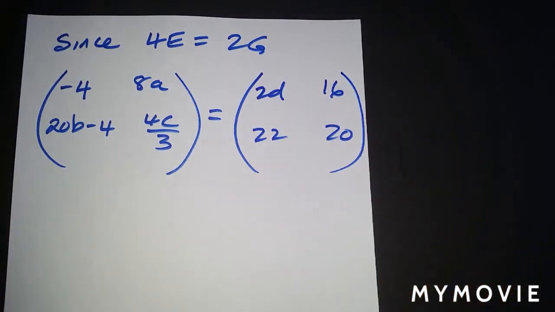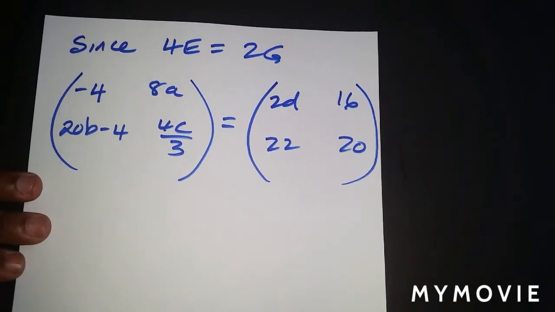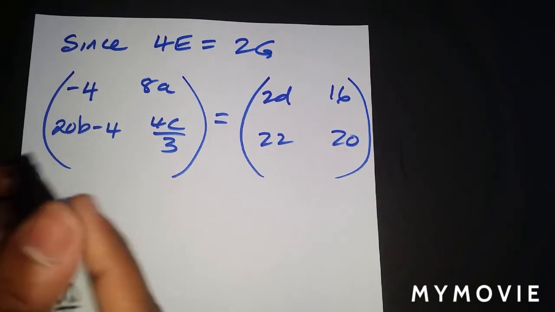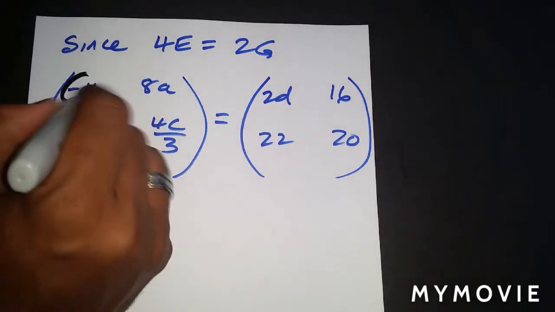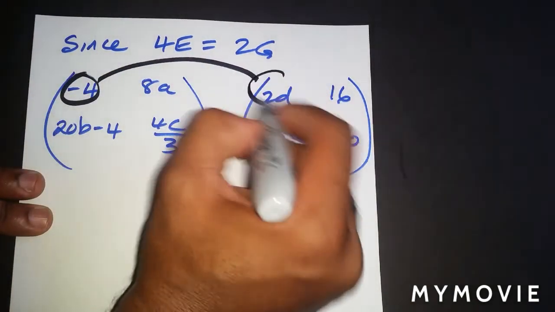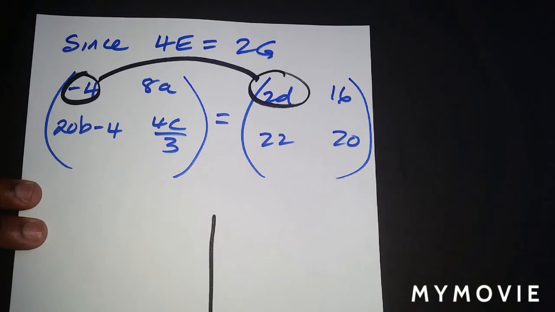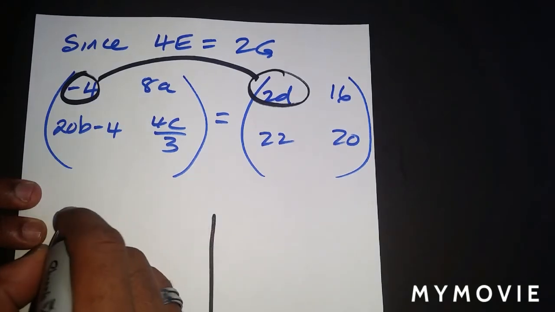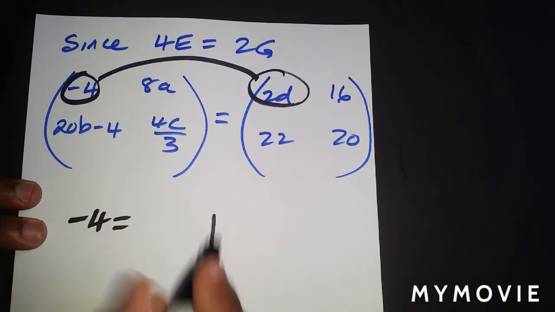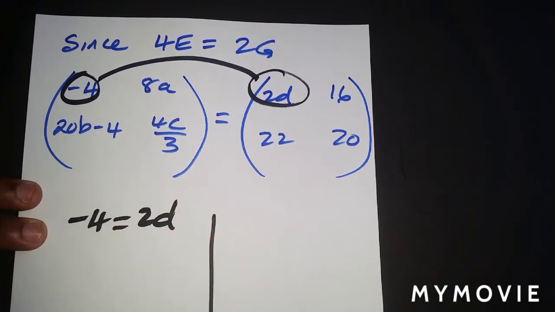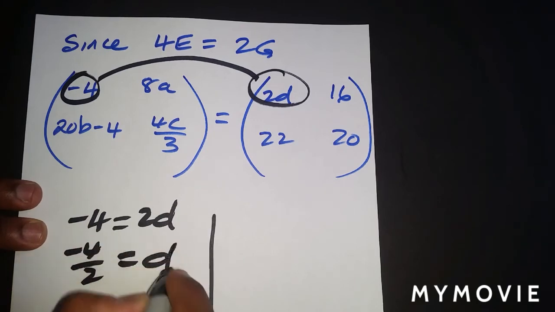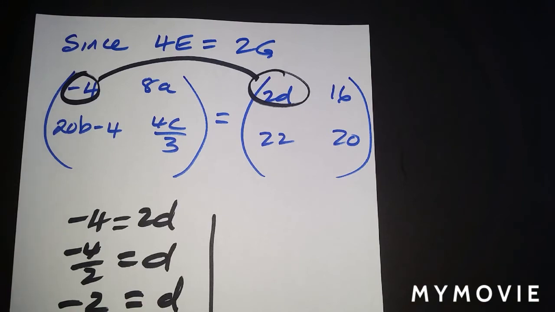All we need to do now is make the corresponding elements equal, generate the equations, and solve for these unknowns. So again, minus 4 corresponds with 2D. So we're just going to work those things out there. So minus 4 corresponds with 2D. So minus 4 equals 2D. So minus 4 divided by 2 equals D. So it means that the value of D is negative 2.